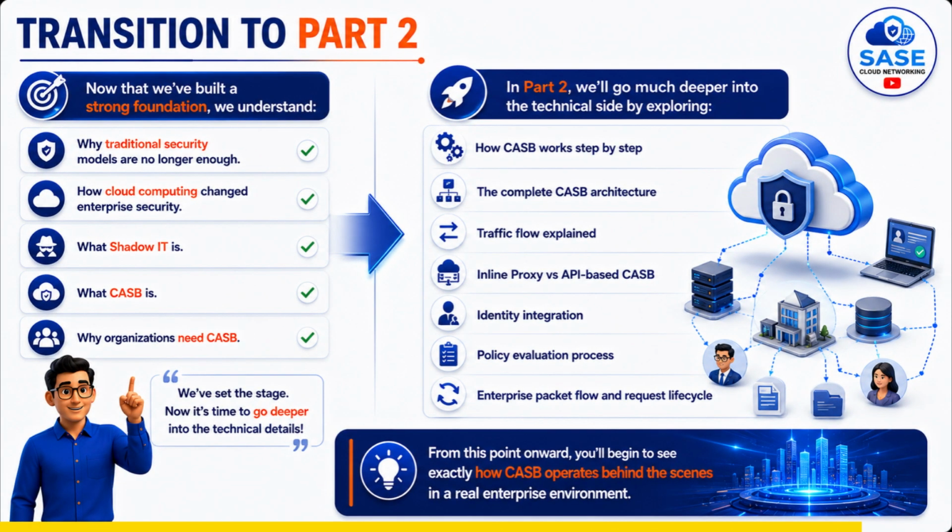Now that we've built a strong foundation, we understand why traditional security models are no longer enough, how cloud computing changed enterprise security, what shadow IT is, what CASB is, why organizations need CASB. In Part 2, we'll go much deeper into the technical side by exploring how CASB works step by step, the complete CASB architecture, traffic flow explained, inline proxy versus API-based CASB, identity integration, policy evaluation process, enterprise packet flow, and request lifecycle. From this point onward, you'll begin to see exactly how CASB operates behind the scenes in a real enterprise environment.